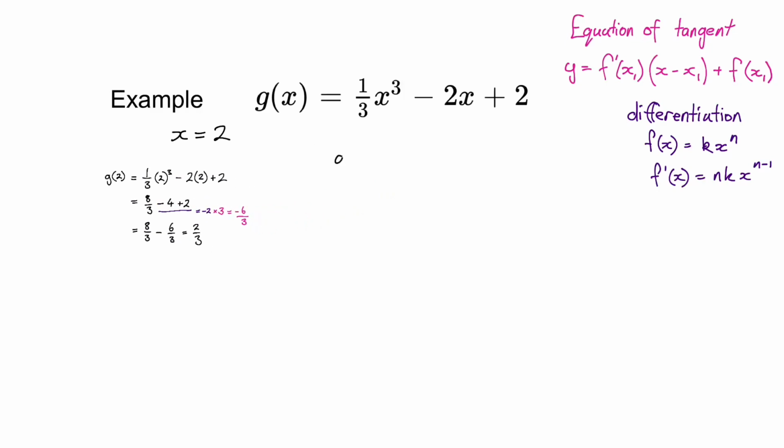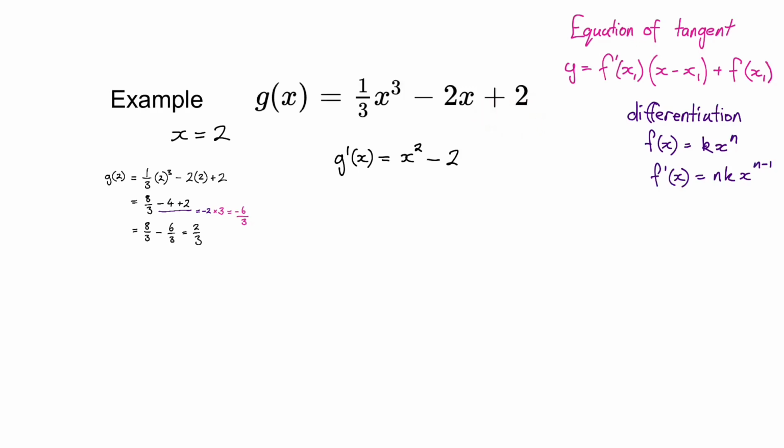So finding the derivative, we're looking for g prime of x. We're going to be using our differentiation rule. So our k in our first term is going to be 1 over 3. The n coming down is going to be 3, so it's 1 over 3 times 3, which is just equal to 1. So we're going to get x to the 3 minus 1, which is x squared. Then we're going to have minus 2 times the 1 comes down, so it's going to be 2. And x to the 1 minus 1 is x to the 0, which is just equal to 1. And there's no x with our plus 2 here, so we don't need to differentiate that at all.